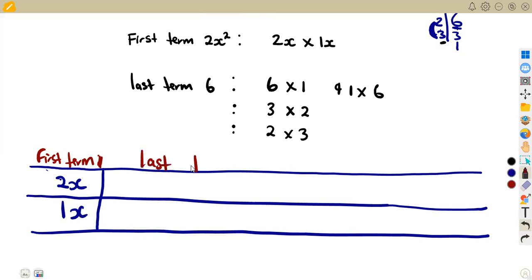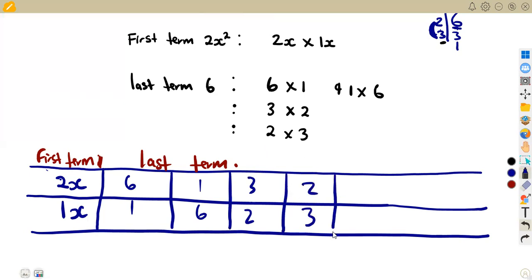All right. But for the last one, that is where we have got a lot of things now. For the last term, we've got a lot of things to consider there. Like I said, you can have 6 and 1, like this. We can have it as 1 and 6 like this. We can have it as 3 and 2 like this. We can have it as 2 and 3 like this. So you see, on the last one, there are a lot of numbers.